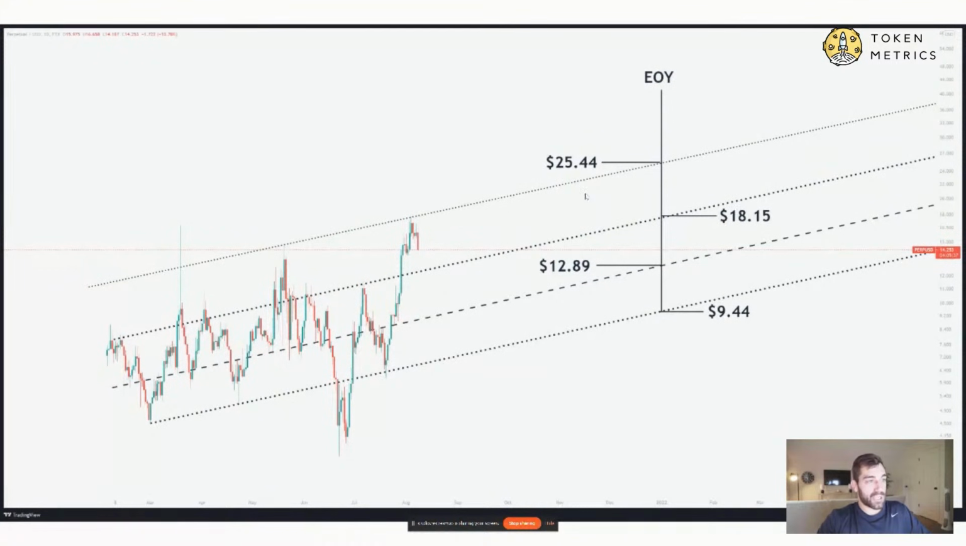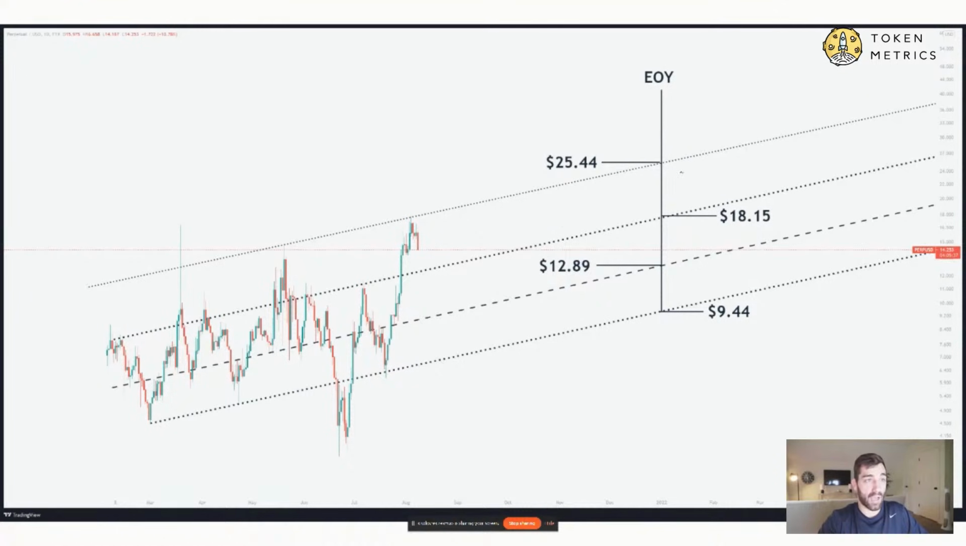Now, we've got some channels and some trend lines drawn here, right? And just as a gut check, if Perp stays in this channel, within these trend lines, where would its price end up given the position of these trend lines by the end of the year? Now, the end of the year is just an arbitrary date. That doesn't mean that we think Perp is going to peak, or this market cycle is going to peak, by the end of the year.